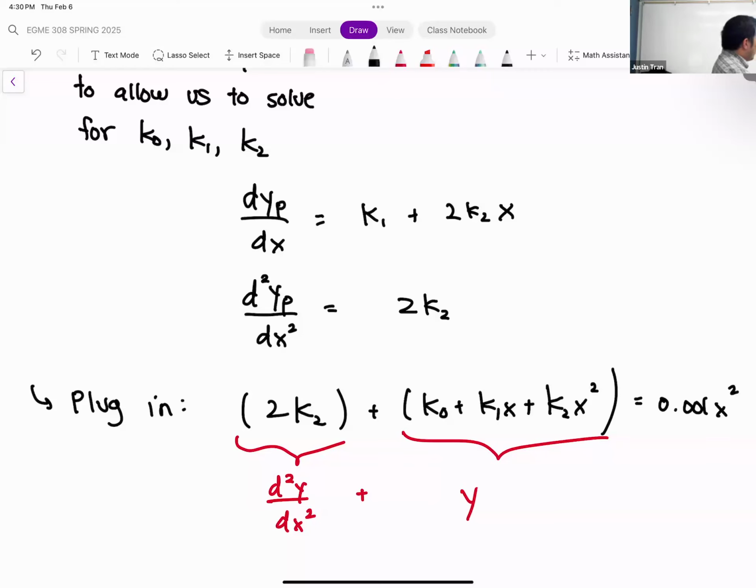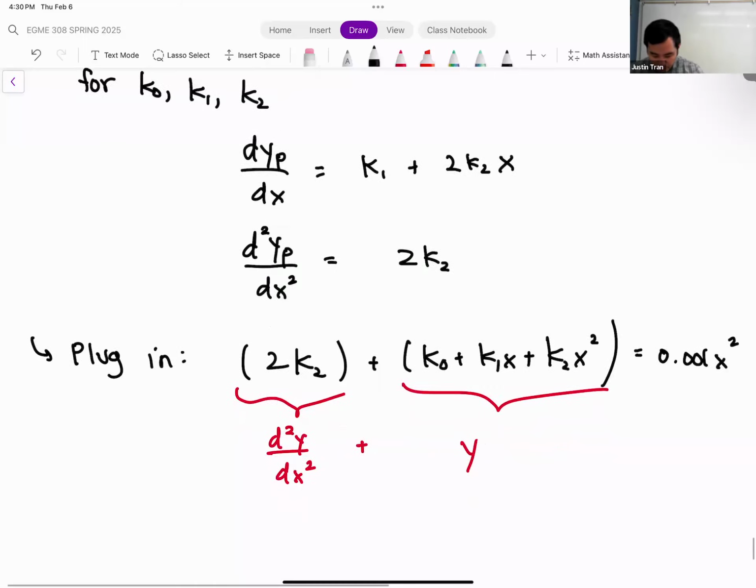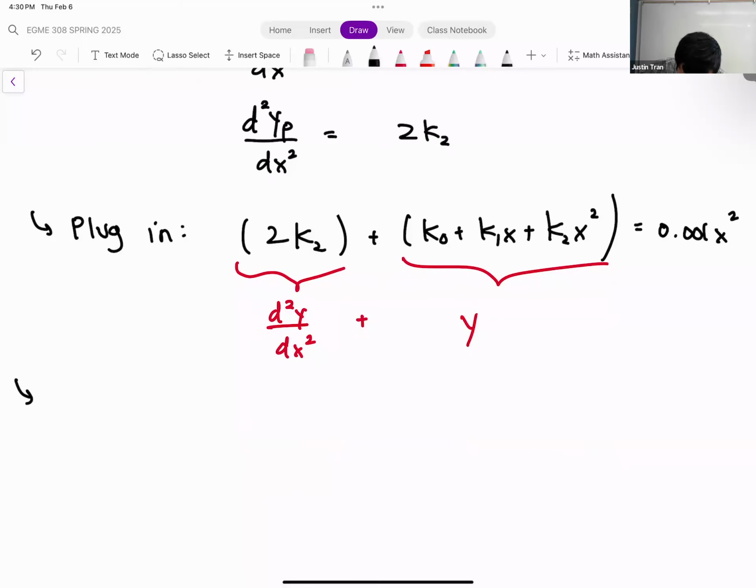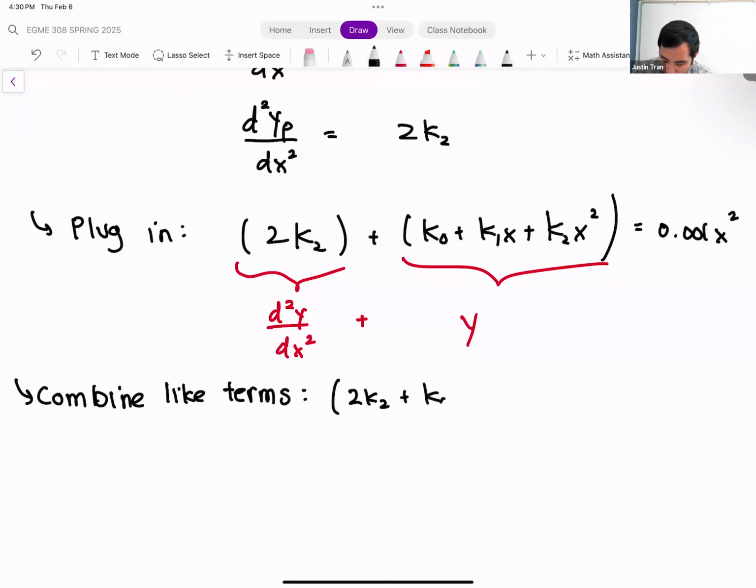All right, so after we plug in, next thing we're going to do is combine the like terms. And so we're going to combine terms according to the power of x that is next to. Okay. So first we have the constant term. So every term that's not multiplied by x. And so we have 2k2 plus k0.